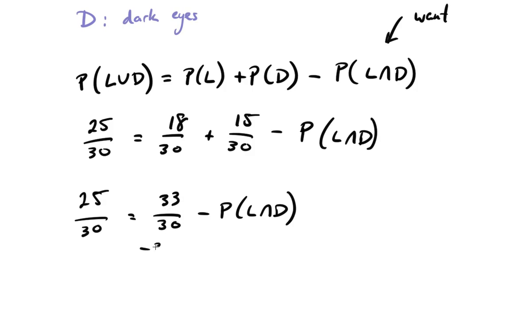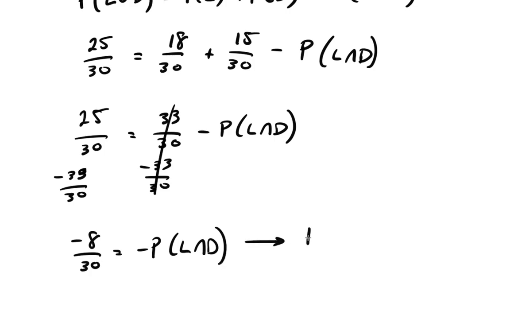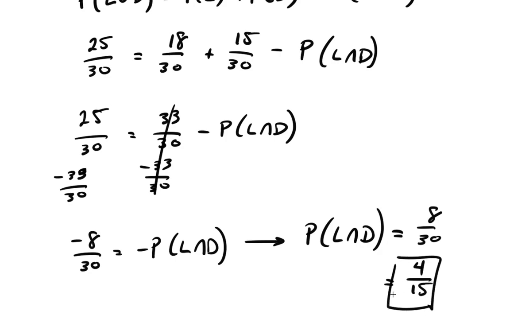Okay, so then if we subtract this 33 out of 30 from both sides, these will cancel out, and this will give us negative 8 out of 30 is negative the probability of L and D, which means that the probability that someone wins who has long hair and dark eyes, if we multiply both sides by -1, is 8 out of 30. Now that we've got it in its final form, we do want to go ahead and simplify. Both of those are divisible by 2, so it's really going to be 4 out of 15.